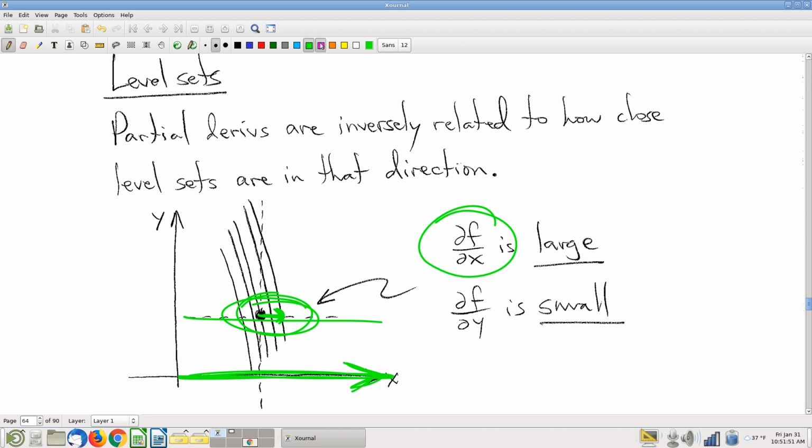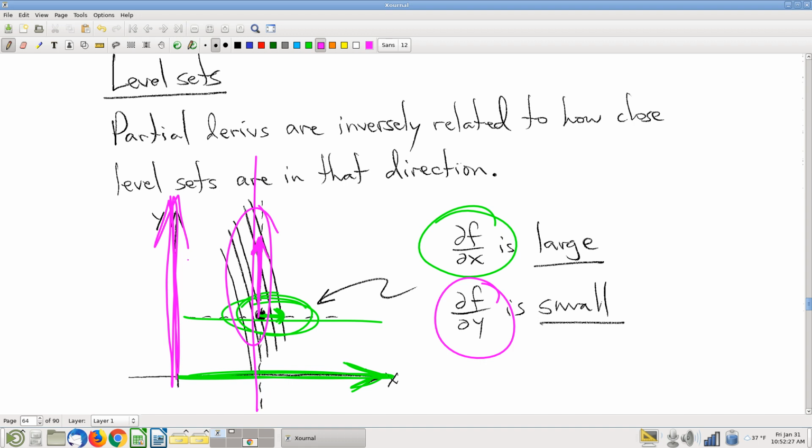Whereas, by comparison, let's think about the partial with respect to y. Well, you'd have to go that far. That's a much greater distance in the y direction. I have to go that much greater distance to go up the same 200 feet in altitude. That sounds like a much more pleasant climb, right? It's still a long way up, but instead of getting that long way up over a short distance, I get to get that long way up over a longer distance.